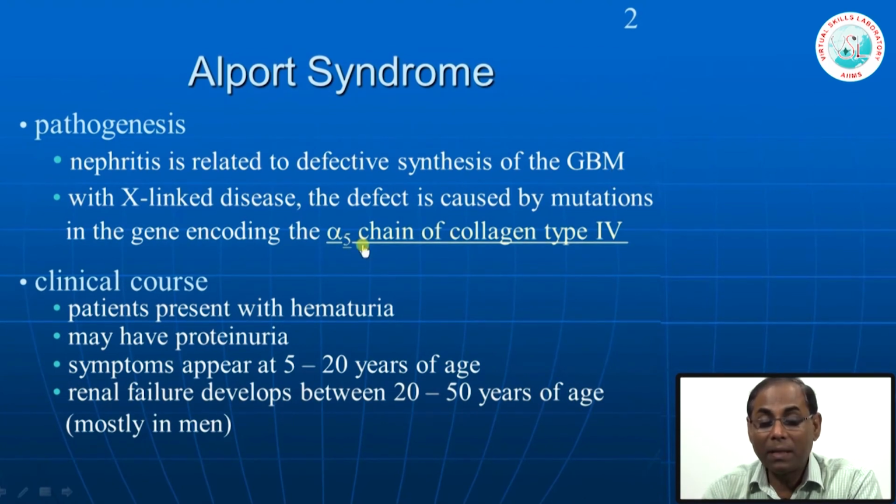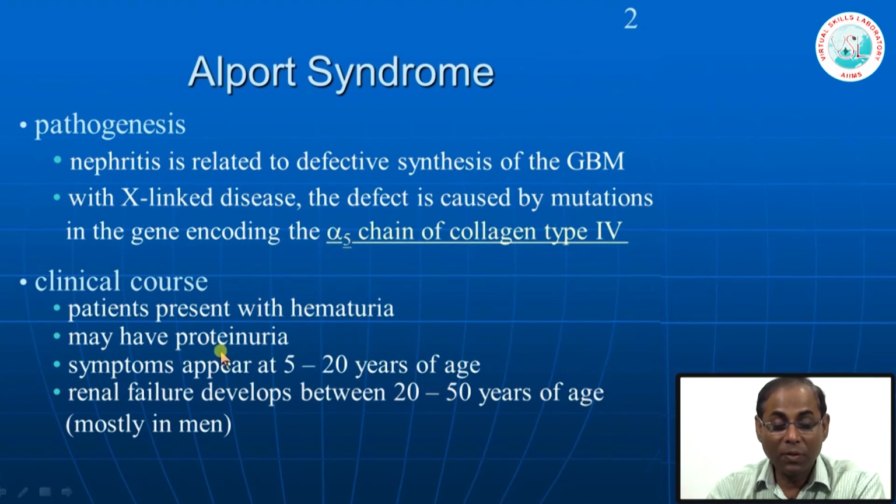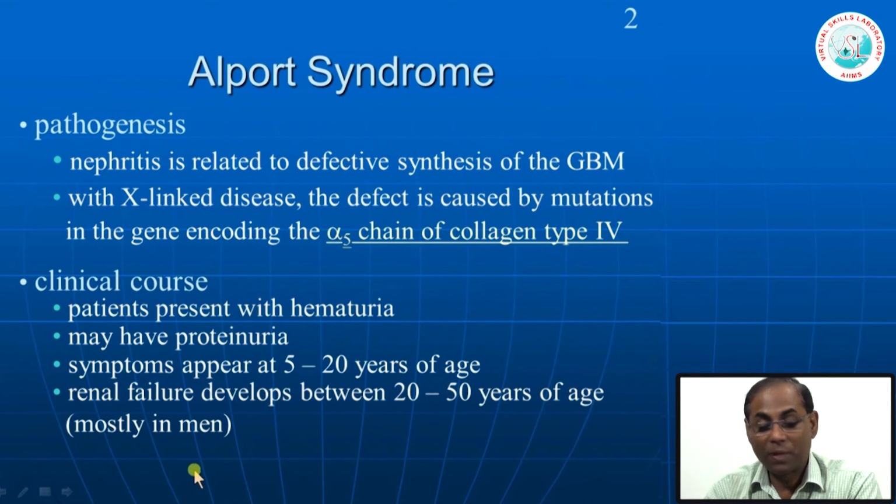There is an abnormality in the alpha 5 chain of collagen type 4. So, this is the molecular abnormality. If your collagen formation is defective, the glomerular basement membrane cannot function normally. So, you can get proteinuria as well as hematuria, and patients who present with hematuria may sometimes have mild proteinuria. Symptoms appear at 5 to 20 years of age, and renal failure develops at 20 to 50 years of age.